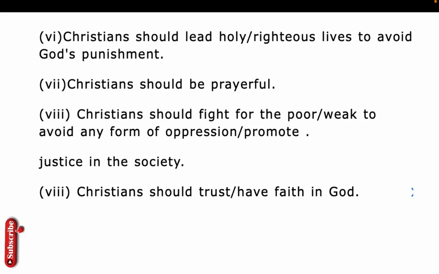Christians should fight for the poor. Or you can say Christians should avoid any form of oppression. Christians should have faith in God.